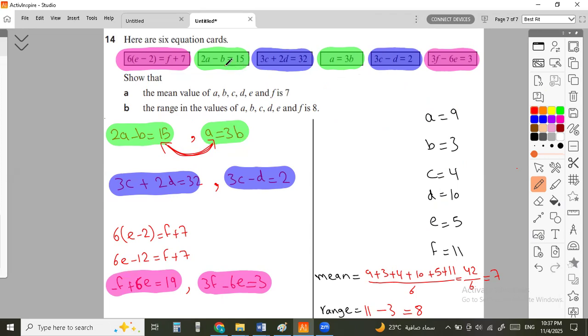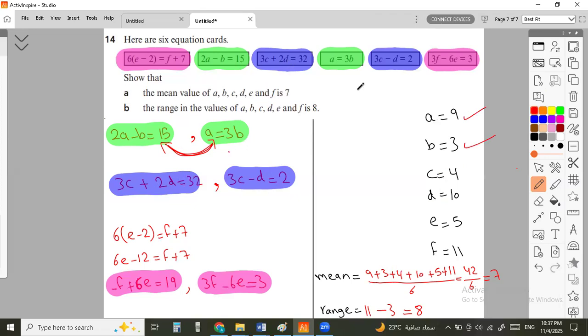Mr., why specifically these two equations? Because these are the only two equations that have A and B. Use the simultaneous equations and find the value of A, value of B using these two equations. You're going to find that A is 9 and B is 3. Then, Mr., I got C and D. How can I find them?